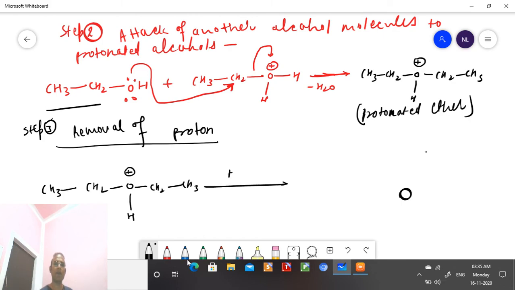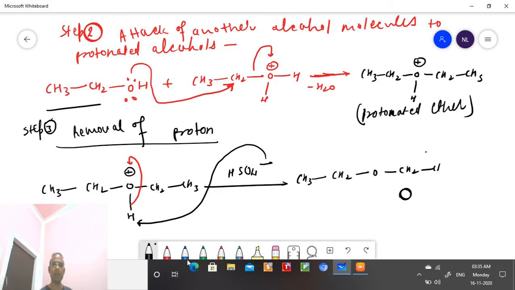So here, if you have the base HSO4 minus, this base will attack on this position. As a result, the bond will be shifting here. So what will happen? This will give CH3, CH2, O, and here CH2 and CH3, plus H2SO4. This is nothing but the ether, right?